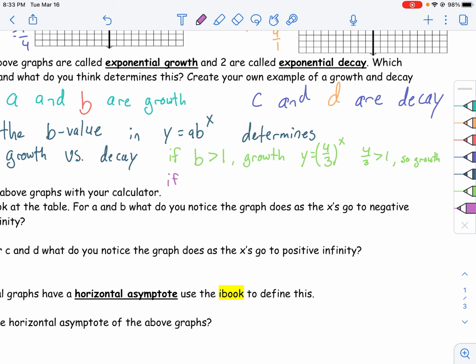Versus if 0 is less than b, but b is less than 1, meaning b is between 0 and 1, it's decay. And how do we denote decay? It would just be y is equal to, if we need an example, 2/3 to the x. 2/3 less than 1, so decay.